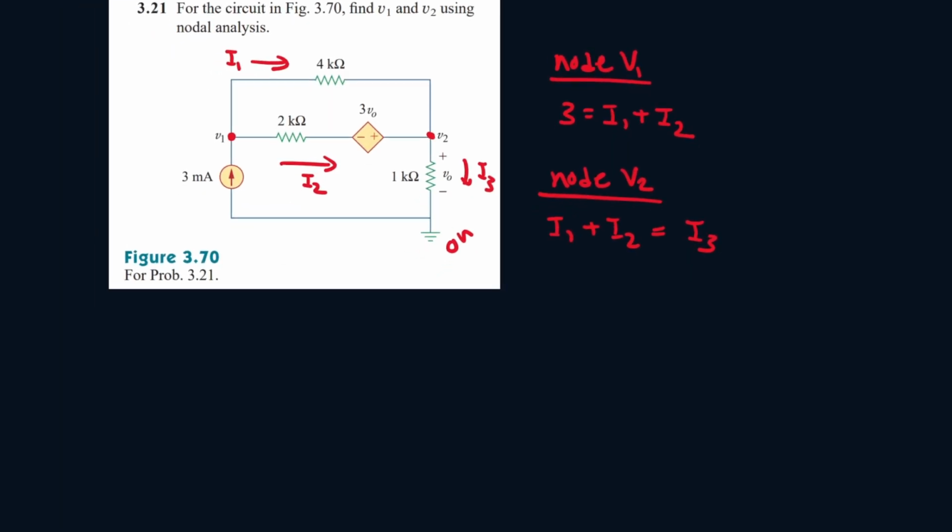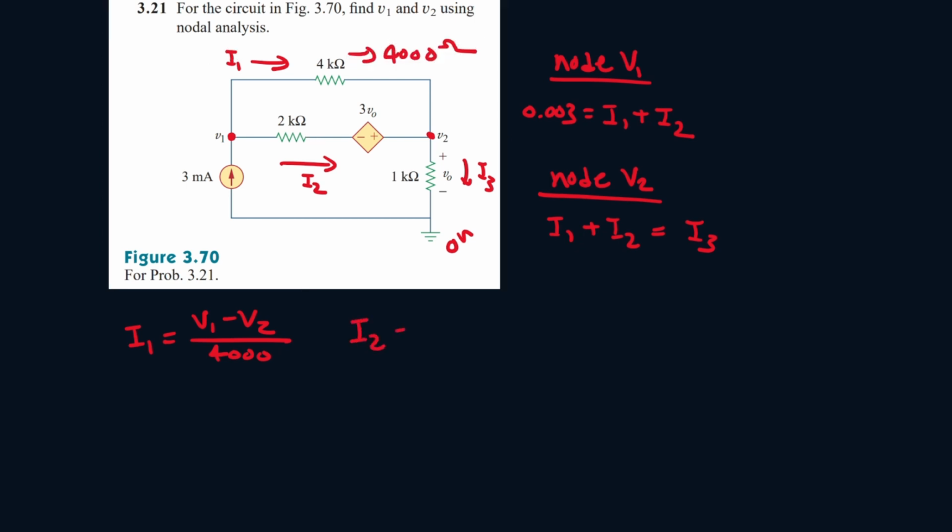Okay, now let's write the equations for I values. So I1 is V1 minus V2 all over 4,000, because 4 kilo ohms is 4,000 ohms. Oh, wait, sorry. This is not supposed to be 3 milliamps. It's supposed to be 0.003 because it's milliamps. So if you want to convert milliamps to amps, you divide it by 1,000.